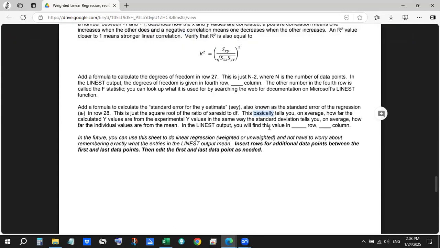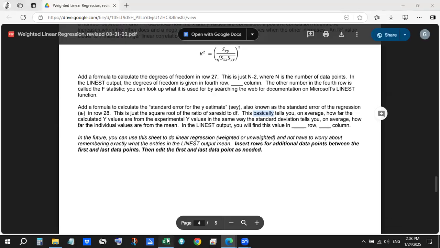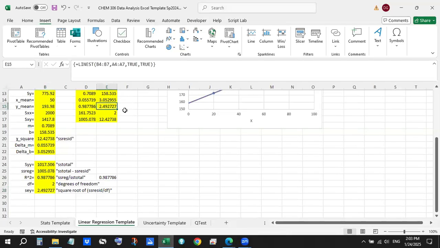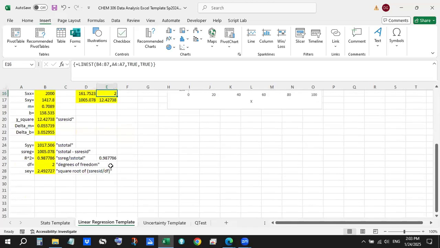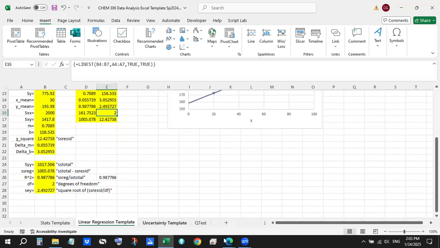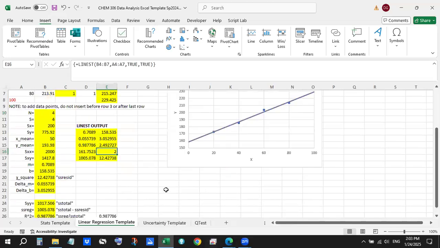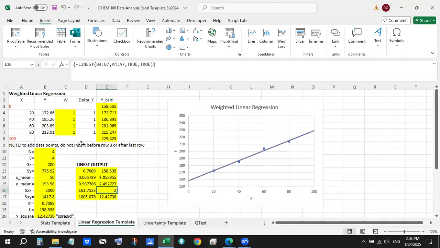So in the LINEST output, where do you find this? It's found below the uncertainty in the y-intercept. So this is the correlation coefficient, and this is the standard error of y estimate, or standard error of regression. This 12.42 is chi-square, and 2 here is degrees of freedom. All right, so that is how you do weighted linear regression. And then you can play with the weights here depending on your uncertainties.